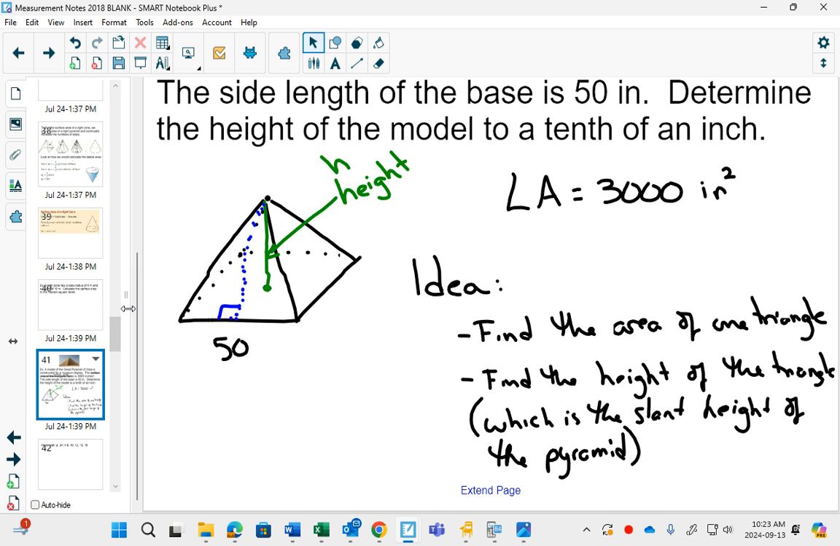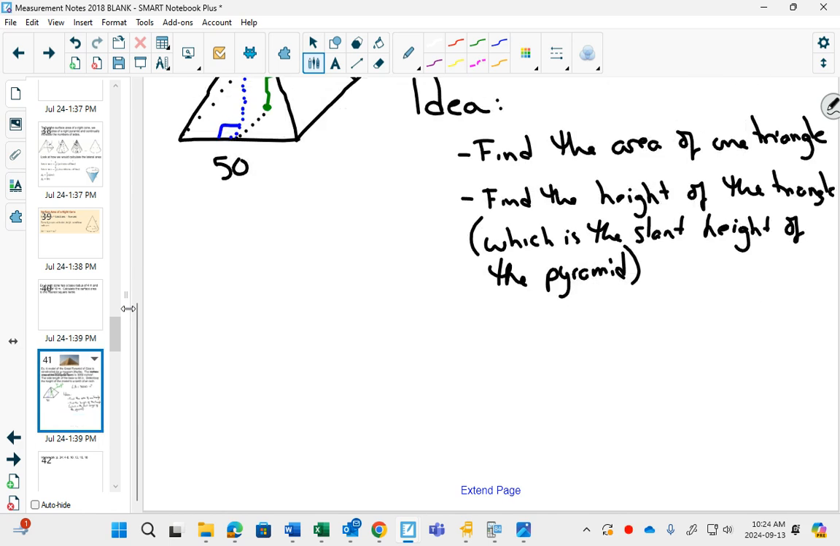So idea, I can find the area of one triangle. Great. If I had the area of one triangle, what could I do with that? Well, I know that area of a triangle is base times height divided by 2. Maybe I could find the height of that triangle. But I have to make sure that I realize that if I find the height of that triangle, it's the slant height of the pyramid. If I then use, right, and this is with the slant height, you can always make a triangle with the height and use a squared plus b squared equals c squared.